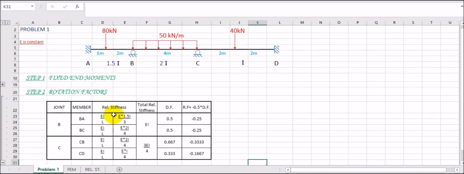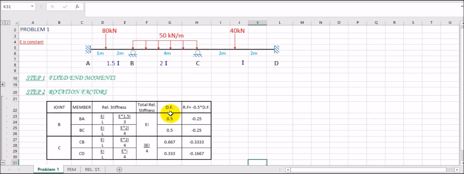I hope you are clear with the relative stiffness concept. Now it is total relative stiffness. Total relative stiffness is basically the summation of these two for one joint. For joint B, it is the summation of relative stiffness of BA and BC, and for joint C it is the summation of relative stiffness of CB and CD. So if I sum it up, I get only EI, and if I sum these two, I get 3 by 4 EI. Okay, very simple.